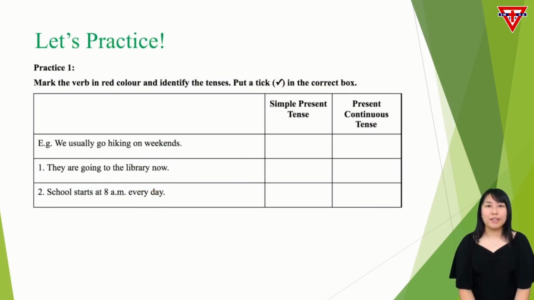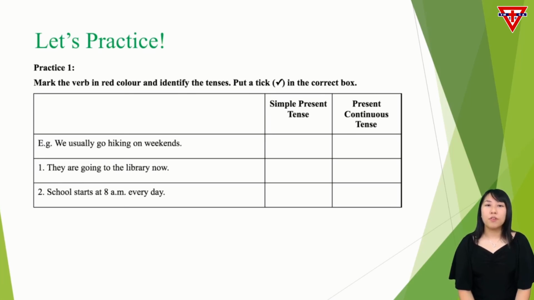There are 2 practices. In practice 1, you are going to find the verb in each sentence and mark them in red color. After that, you need to identify whether the sentences are in simple present tense or present continuous tense. Put a tick in the correct box. Let's look at the example sentence. We usually go hiking on weekends.